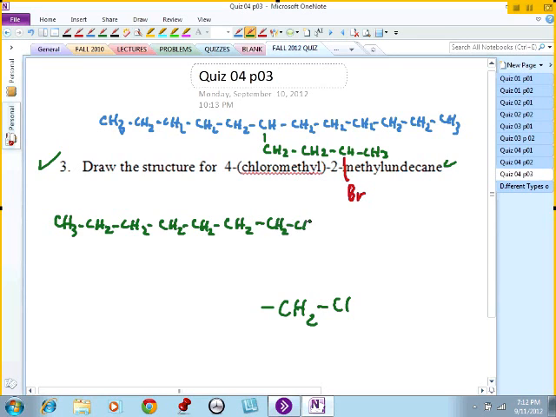How many do I have so far? 11? No. How many? 1, 2, 3, 4, 5, 6, 7, 8, 9, 10. One more. Okay, so now, where would the chloromethyl go? 4 position, exactly. So I take out 1 hydrogen.